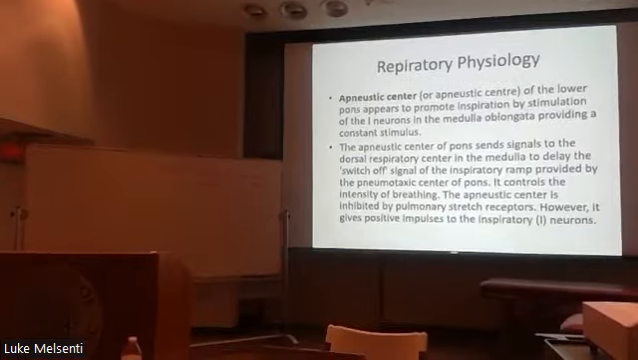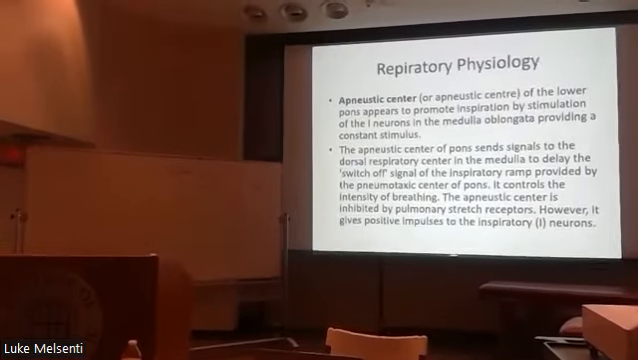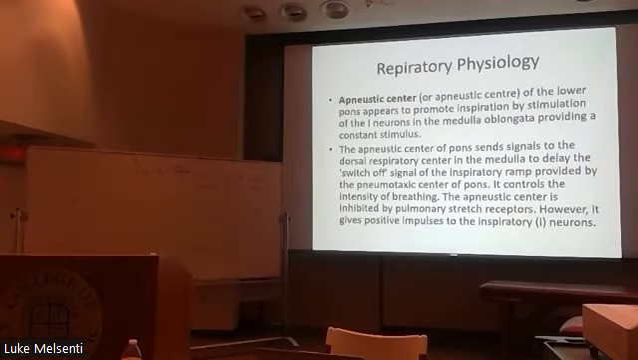The apneustic center of the lower pons promotes inspiration by stimulating inspiratory neurons in the medulla oblongata. So it's a constant stimulus to breathe. That's the apneustic center. This delays the switch-off signal of the inspiratory ramp provided by the pneumotactic center. So the apneustic center and the pneumotactic center antagonize each other. Apneustic is stimulating breathing in, the pneumotactic center shuts it off. Right?